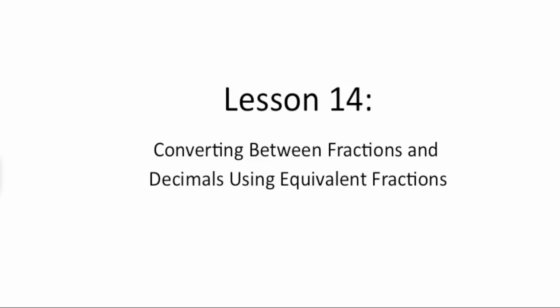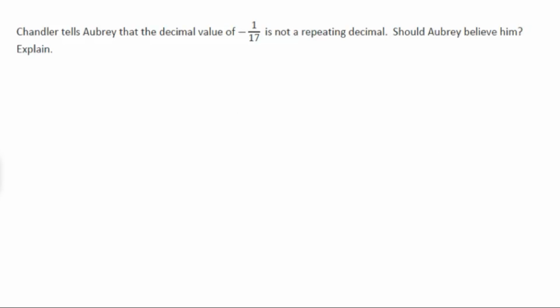The focus of this lesson is on converting between fractions and decimals using equivalent fractions. We are going to look at problem number 2 from the problem set. It reads, Chandler tells Aubrey that the decimal value of -1/17 is not a repeating decimal. Should Aubrey believe him? Explain.